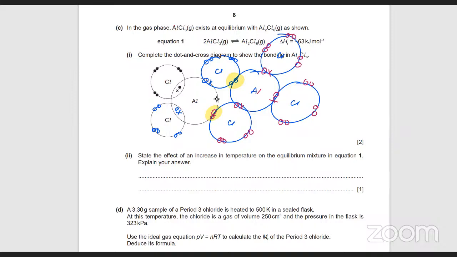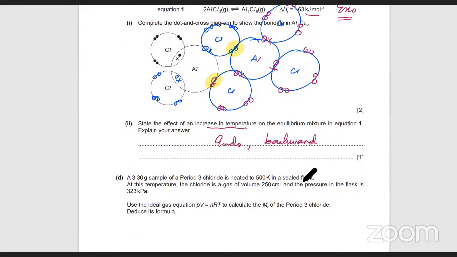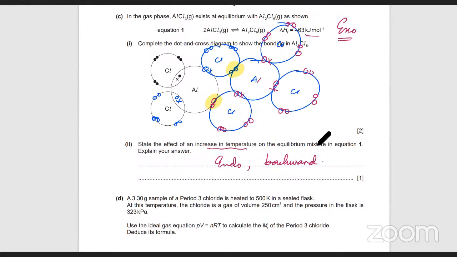State the effect of an increase in temperature on the equilibrium mixture. The equilibrium is given above, it's an exothermic process, this value is given. So when you increase temperature, which reaction is favored? The endothermic, which in the above case is backward. Endo is backward, so your dimer will break. Explain your answer: an increase in temperature favors the backward reaction. That's about it. So commenting on the equilibrium mixture, there's going to be more AlCl3 produced.